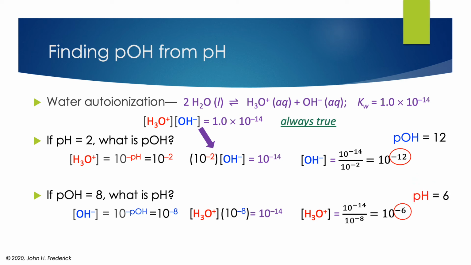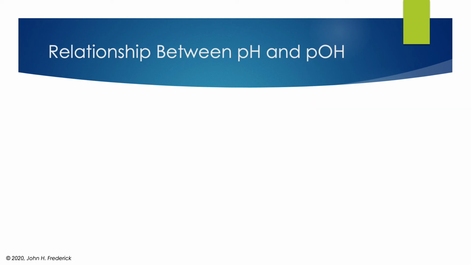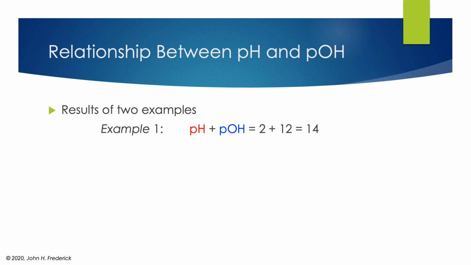So these kinds of problems are not very difficult if you know how to handle both pH and pOH, and we want to be able to interconvert between the two as much as possible. There's a special relationship that these examples have revealed. Let's take a look at that. The results of these examples were, in the first case, pH plus pOH was equal to 2 plus 12, which is equal to 14. In the second example, I was given the pOH and asked to find the pH, and in that case, the sum of the two was 6 plus 8, which also is equal to 14.